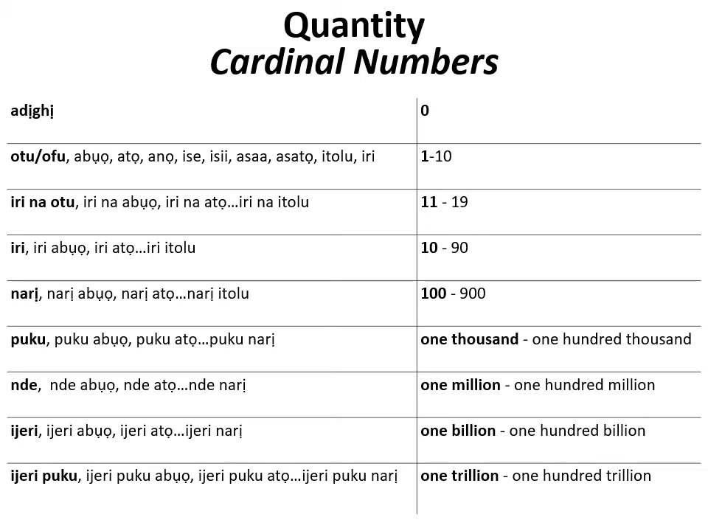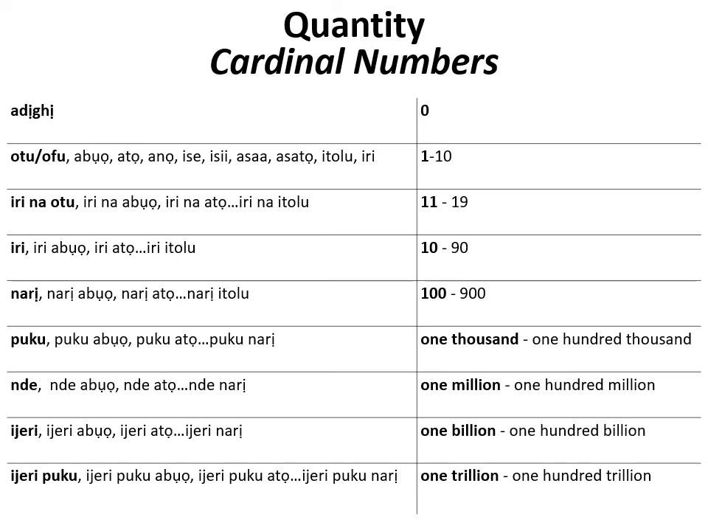Then we have 10 through 90. So this is just counting in tens. So you have iri, iri abuo, 2 tens. Iri ato, 3 tens. And you can have iri ano, iri ise, iri isi, iri asa, iri asato, iri itolu. And that's 10 through 90.